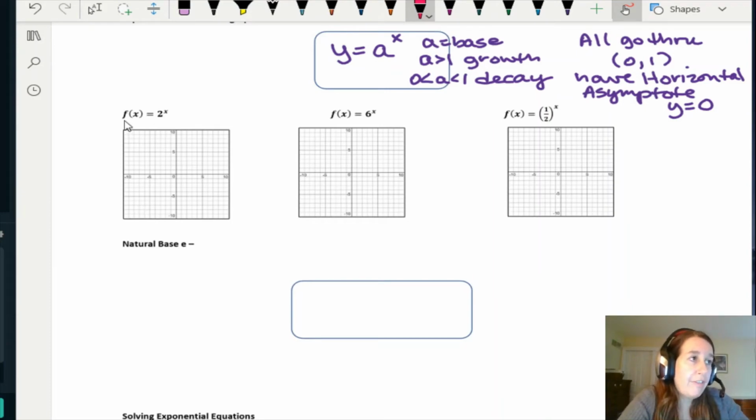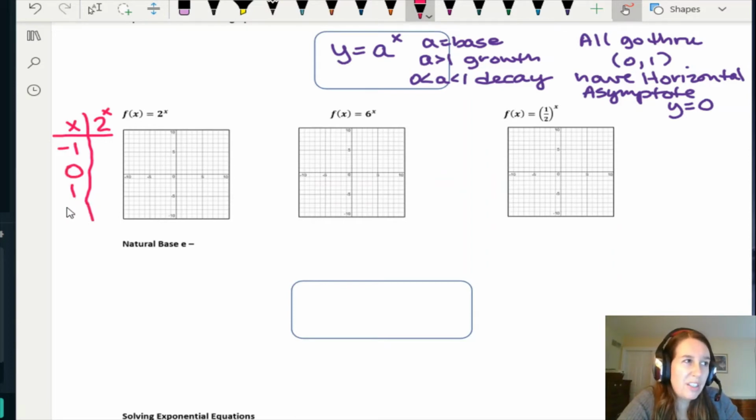So if you're graphing f of x is equal to 2 to the x, okay? And when you're graphing using a table, you can literally write down the table, or you can do the table in your head if you're pretty confident in what you're doing. Okay, so let's put in -1, 0, and 1, and then let's put in like 2 and 3, just so we can see what it's really going to look like.